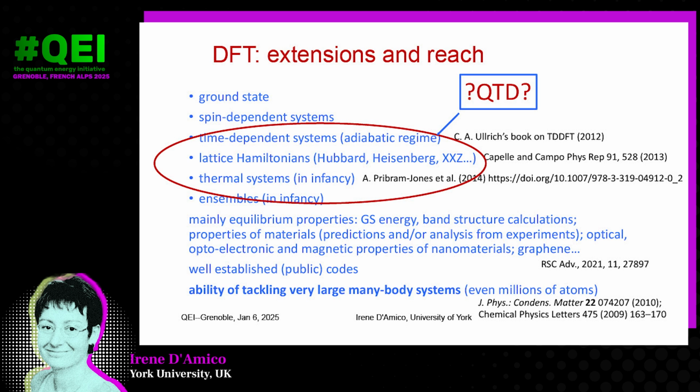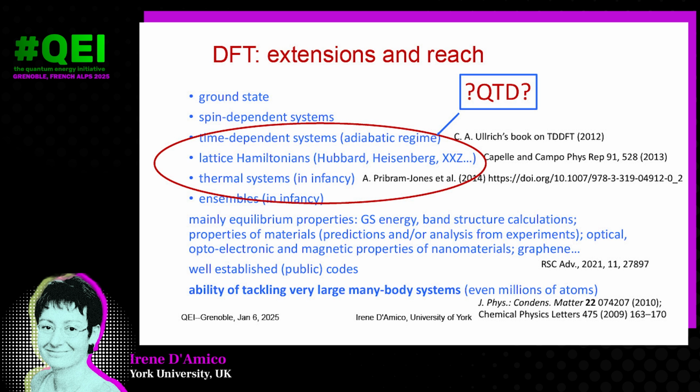Density functional theory was derived initially by Hohenberg and Kohn for ground state systems. Then various extensions were demonstrated during the years, so extension to spin-dependent systems, extensions to time-dependent systems, especially with focus on the adiabatic regime, that also allowed to calculate excited state properties, more than excited states.